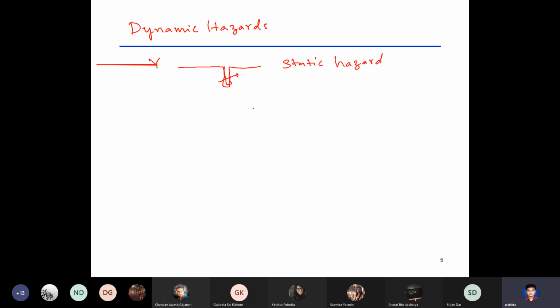So you can think of it like this. Suppose from 0 it's going to 1, then there is a momentary glitch. What happens in a dynamic hazard is that there may be multiple such pulses before it stabilizes. Okay, so there can be multiple such glitches. All right, so that is a dynamic hazard.